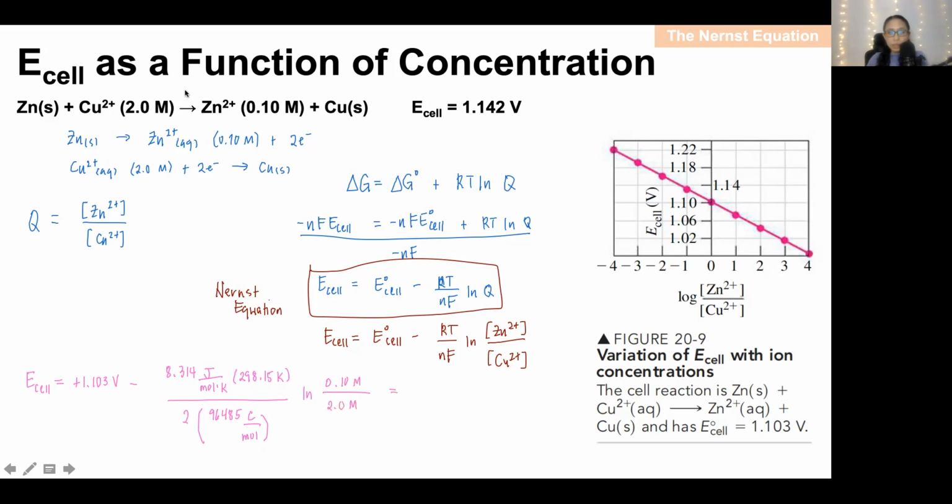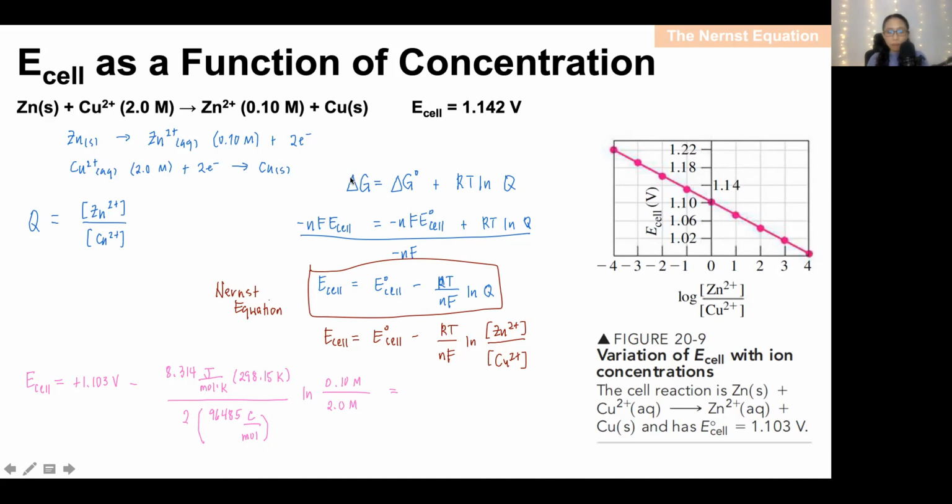So the cell potential for this setup is 1.103 minus 8.314 times 298.15 over 2 times 96,485 times ln 0.10 over 2.